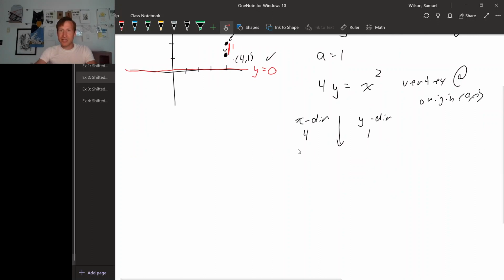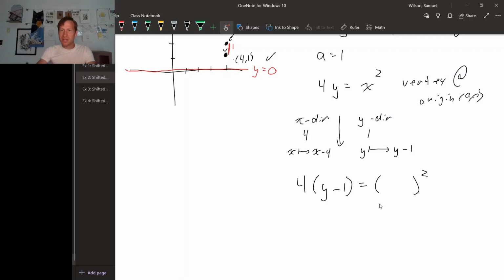So in the x direction, we're going to replace x with x minus 4 in our equation. And for the y shift, we're going to replace y with y minus 1. Okay, so that gives us 4 times y minus 1 equals x squared, but we are replacing x with x minus 4. So there's the equation of our parabola: 4 times y minus 1 equals x minus 4 all squared. If we wanted to multiply this out, we could if we needed to for some reason, but let's leave it like this.